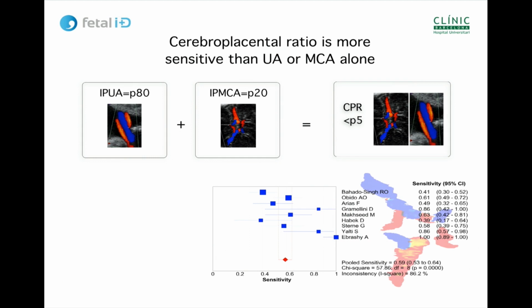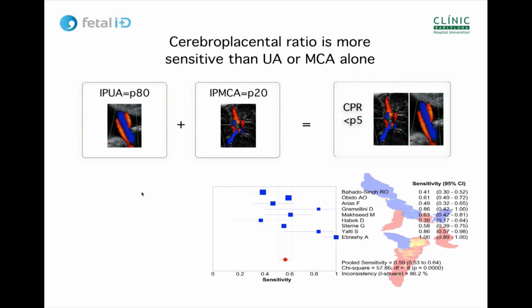This changes completely when you combine umbilical artery with a second parameter, which is the middle cerebral artery. You combine them, you measure both, you take the CPR, and the CPR is a parameter that looks at the same problem from two different perspectives. So I look at the umbilical artery, I look at the placental resistance, I look at the brain, at the middle cerebral artery, and then I combine them. And this is an example of a real case.